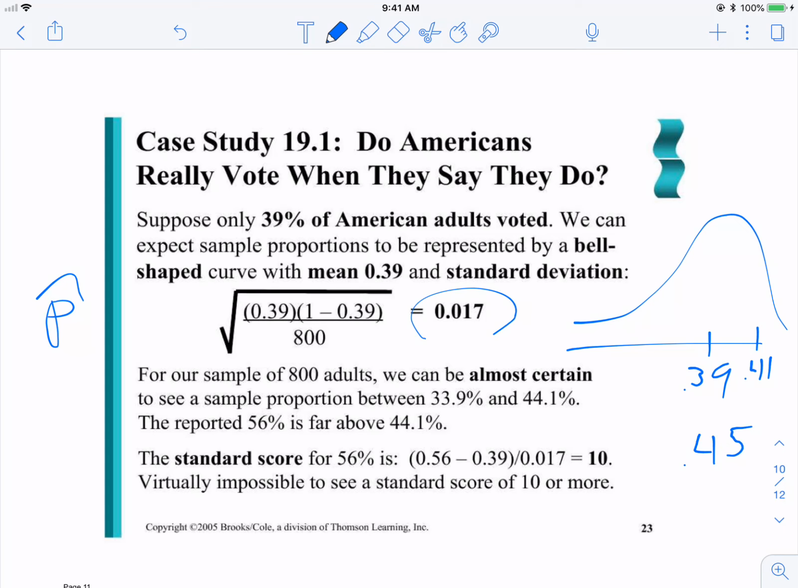So 45%. In the survey 2 days after the election, it was reported that 56% say they had voted. For us to get something that far away from what we would expect, if we were to do a z-score calculation, here's what we observed, here's what we expected, that difference divided by this standard deviation, this value is 10 standard deviations to the right of what we would expect. That is incredibly unlikely. So that makes us suspicious, and something went wrong here. We'll get into how we interpret these conclusions in the coming days.